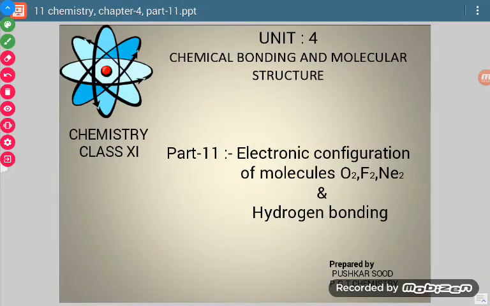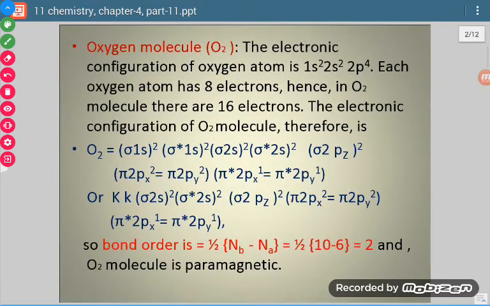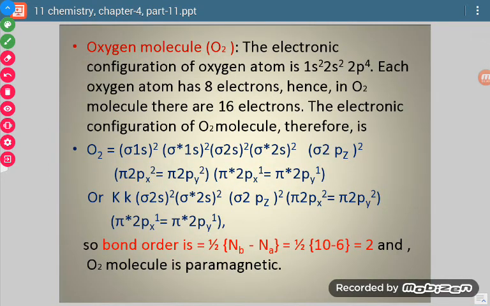Good morning, students. So today, in this last session, we are going to discuss the electronic configurations of molecules like oxygen, fluorine or neon, and then we will discuss hydrogen bonding also. Okay. So let us start with the oxygen molecule.